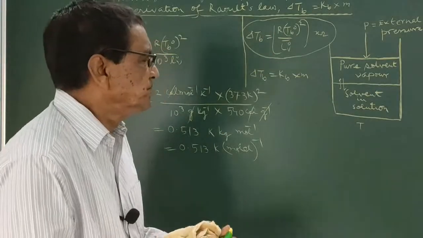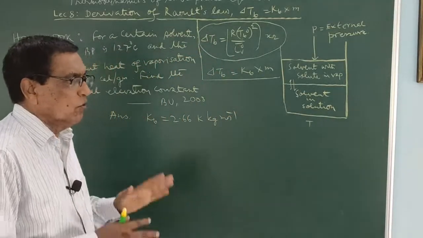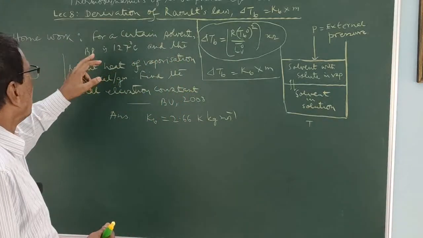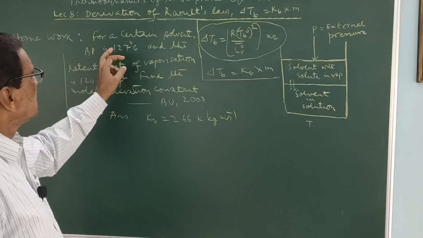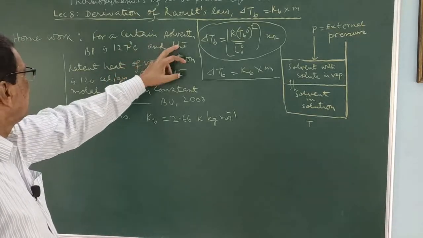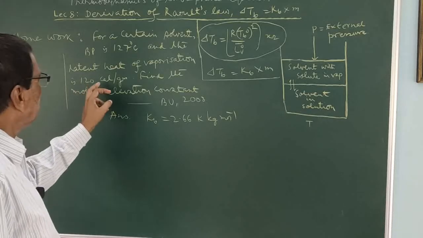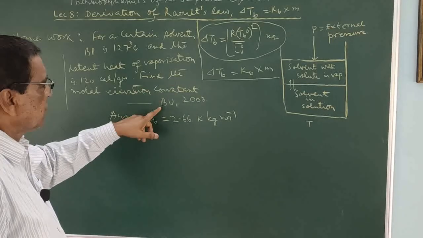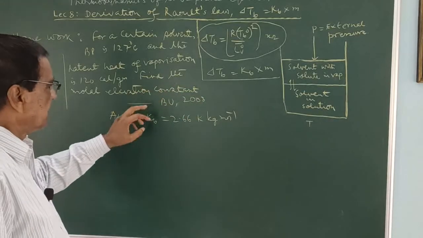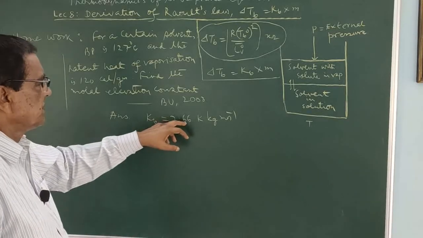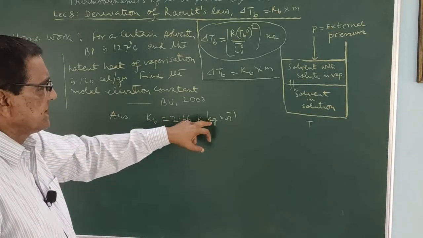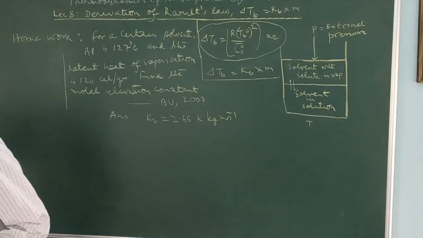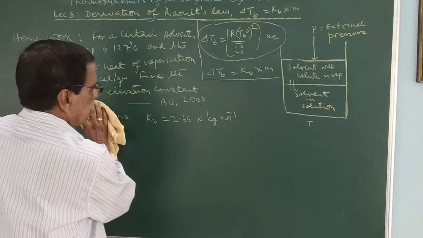So now, one homework in this context I can give here. For a certain solvent, the boiling point is 127 degrees centigrade, and the latent heat of evaporation is 120 calorie per gram. Find the molal elevation constant. It was set in Baroda University 2003, and the answer will be equal to 2.66 Kelvin kg mole inverse. So I request you to do this problem by yourself at home and find the result.